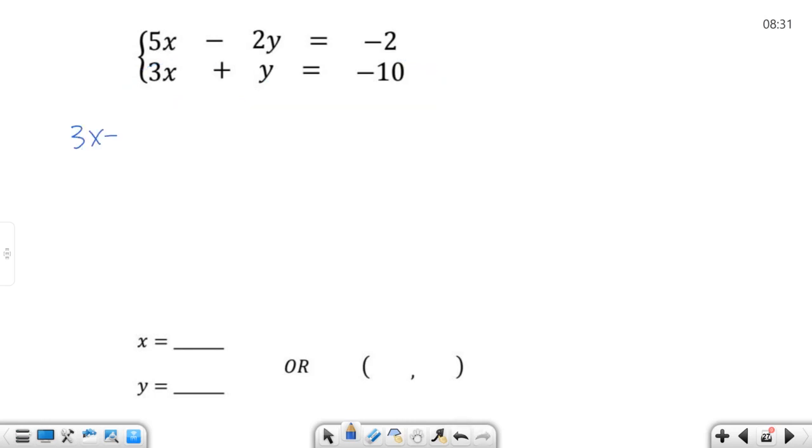So 3x plus y equals negative 10. You can multiply that equation by 2 and add it to the one above it. That will work, okay? But I choose to do substitution in this case. It's a matter of preference. There's other ways to do this one.